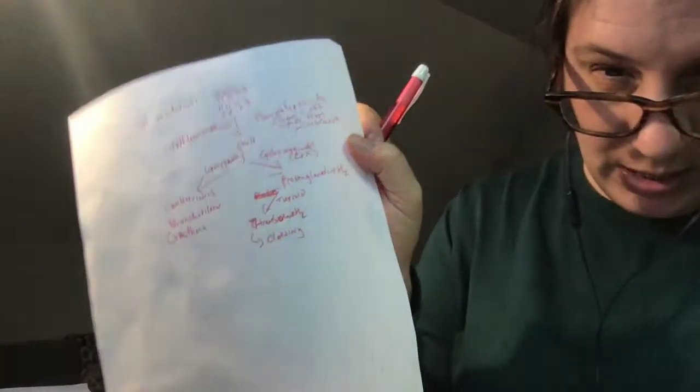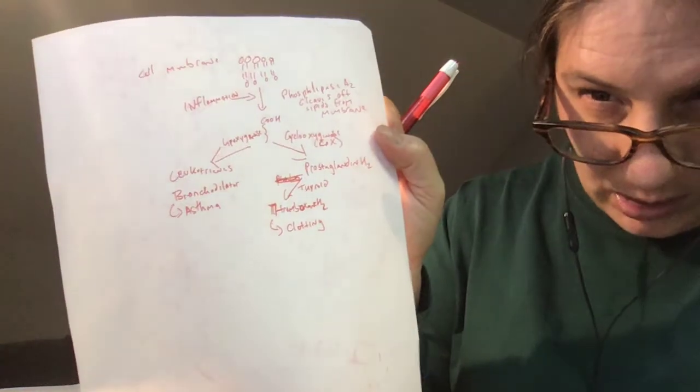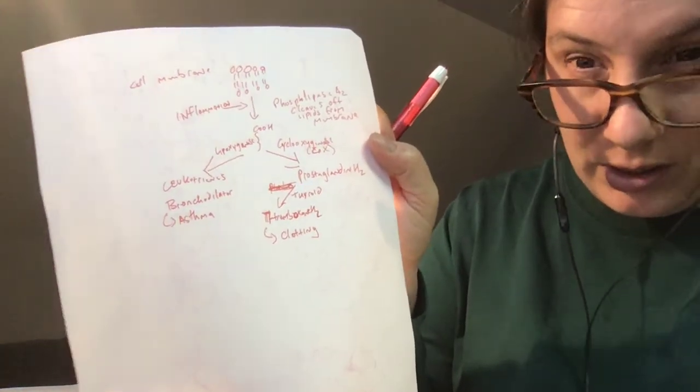When the thromboxane H2 hits the platelets, it results in blood clots. And so blood clots are bad news because they can lead to heart attacks and strokes, etc.